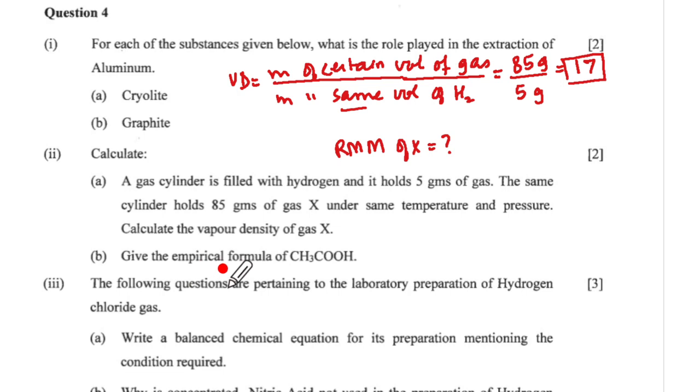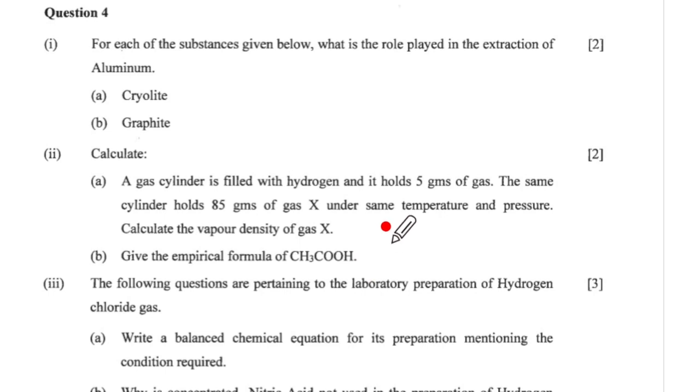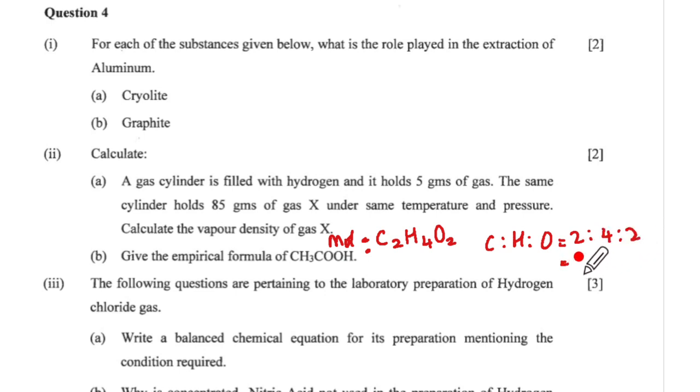Okay? Give the empirical formula for this. Now what is the empirical formula? It's the simplest ratio of this. Now how many C's do you see? There are 2 C's. How many O's do you see? There are 2 O's. And how many H's do you see? There are 4. So this is actually the molecular formula. You are going to first say C is to H is to O is going to be 2 is to 4 is to 2. So that will give us 1 is to 2 is to 1 as the simple ratio, and therefore your empirical formula is going to be CH2O.